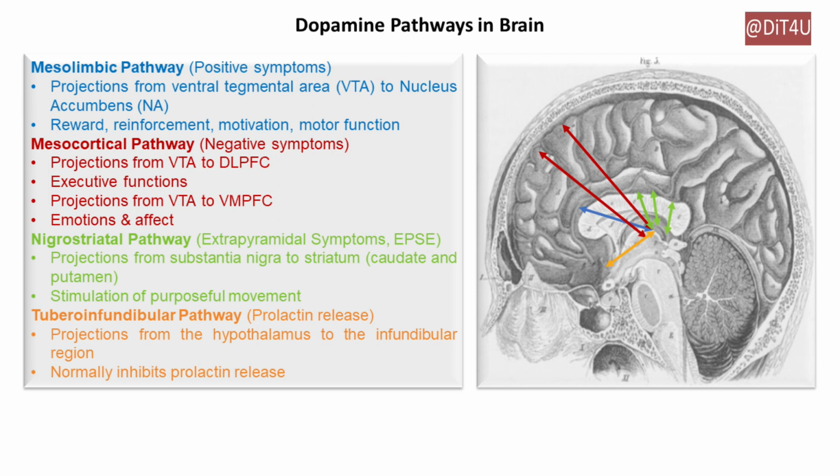Therefore, a classic example is something like risperidone. If given, it almost always causes an increase in prolactin level by removing this inhibition by the tuberoinfundibular pathway. So that leads to the consequences of hyperprolactinemia, such as galactorrhea, painful breast engorgement, and infertility in both the genders. So this is briefly about the dopamine pathways in the brain.